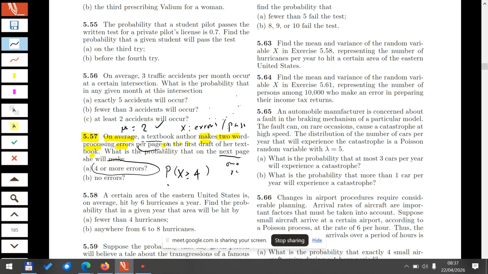Yeah. So what is the next thing? This is not ready for the table, right? So I will say 1 minus P of X less than 4, because it's equal to 4. So you need the complement, right? The complement of greater than or equal to 4 is less than 4.